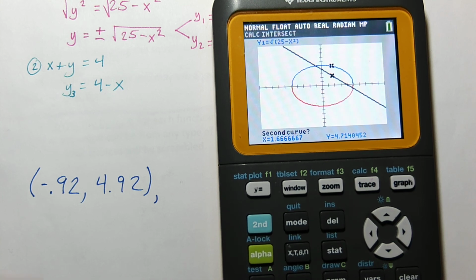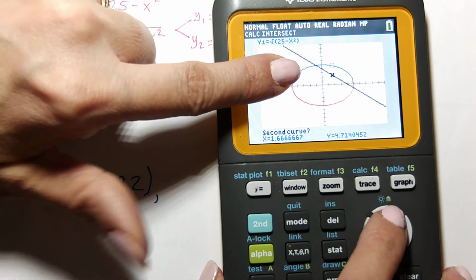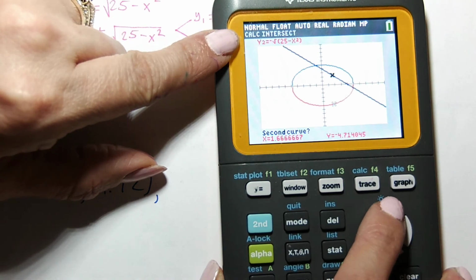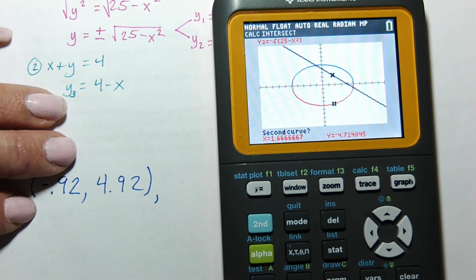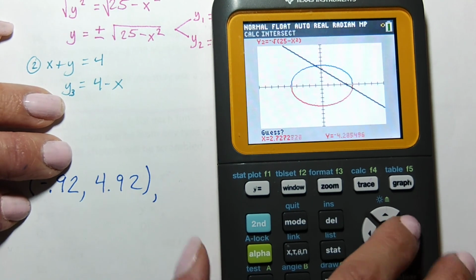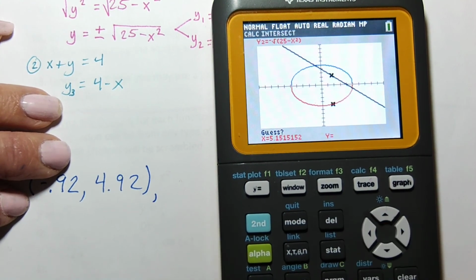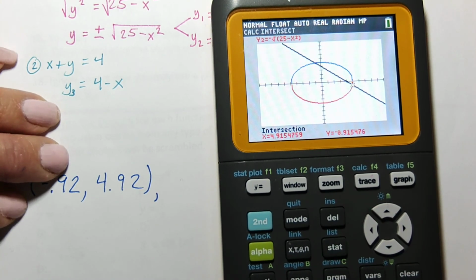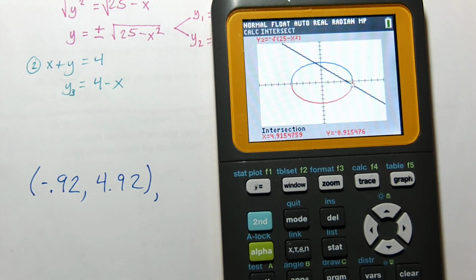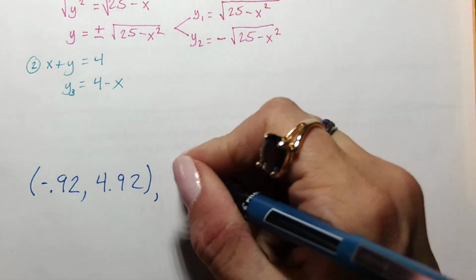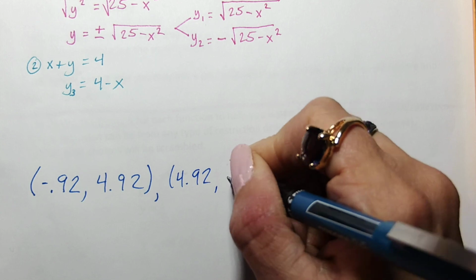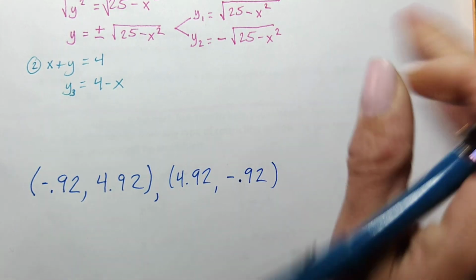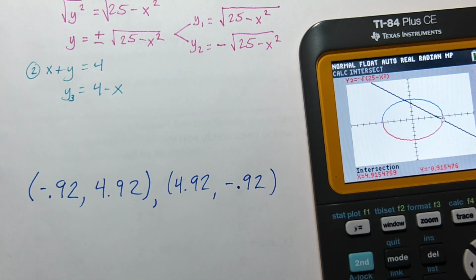Enter. For the second curve, I don't want the blue line, I want the red line. So we're going to press up a couple times to jump to the red curve. Press enter. And now we're going to move closer to that intersection point. Whoops, moved too far. And that gives me the second intersection point, 4.92 and negative 0.92. And those would be my two solutions.